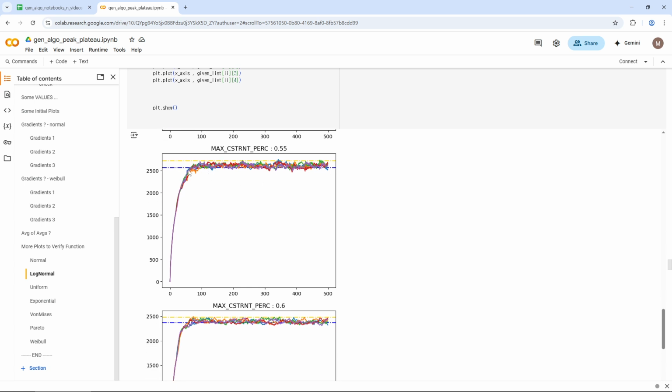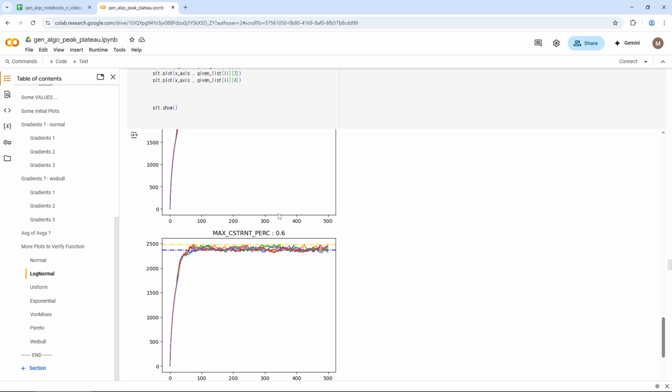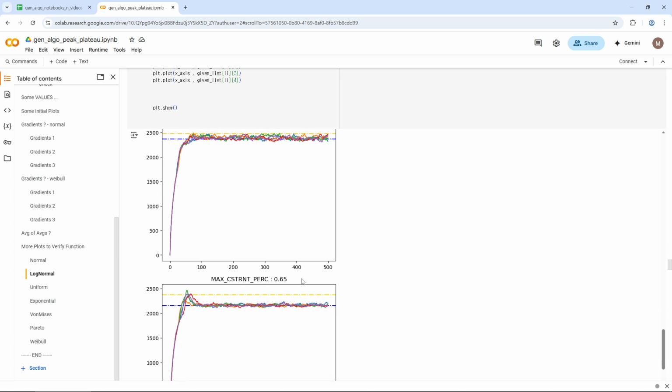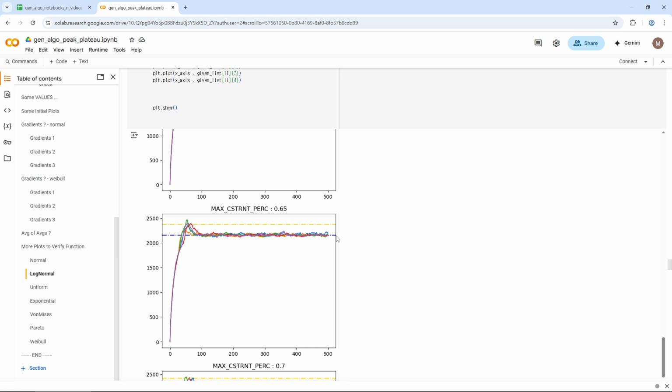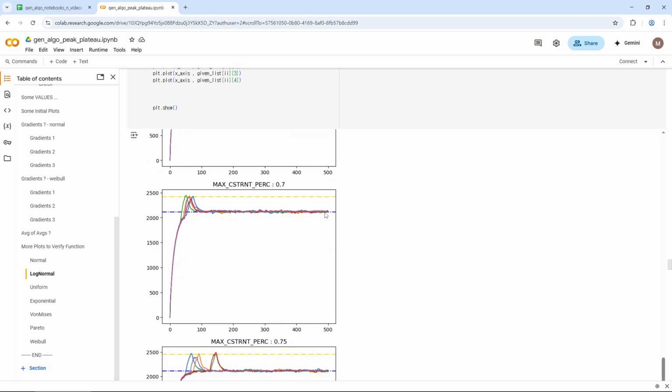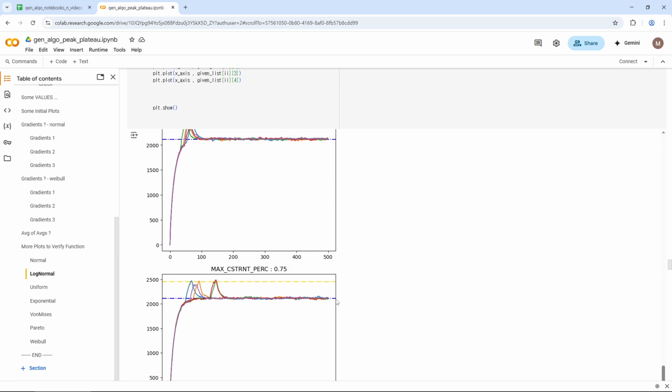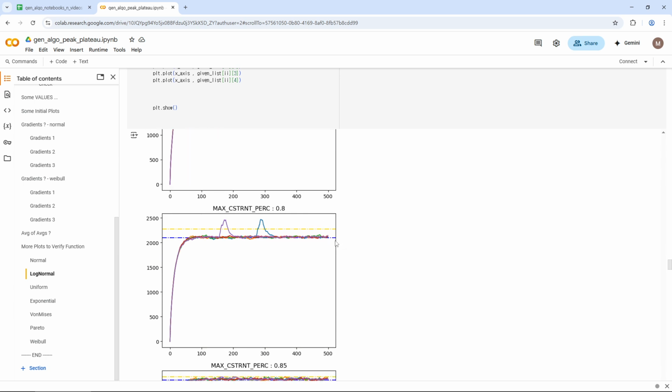It's hard to conceive all of this as a plateau, because everything's kind of oscillating all the time. But at 60%, more understandable now. At 65%, oh yeah, now the blue line is the plateau level. 70%, yes, for sure. 75%, yes. 80%, oh yeah. Even though only 2 peaks happened, we see the plateau level.